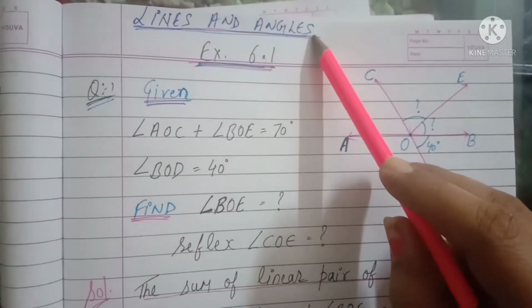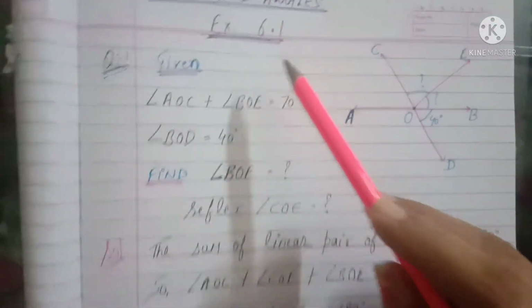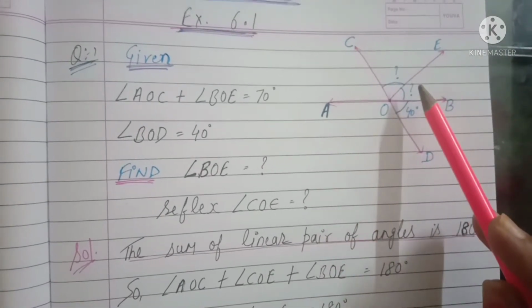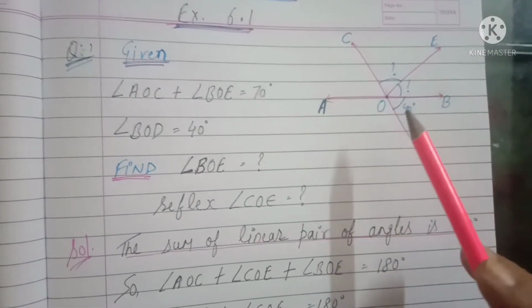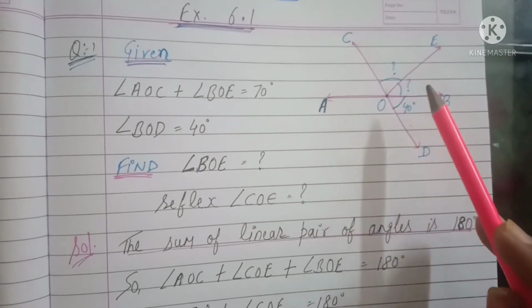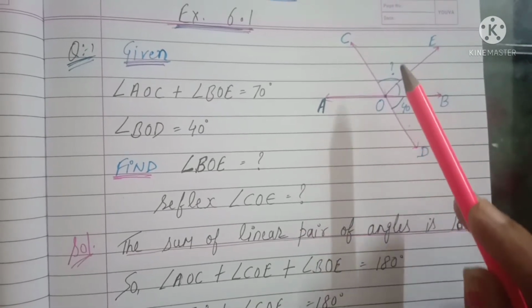Chapter Lines and Angles, exercise 6.1. What is given here is angle AOC plus angle BOE is 70 degrees. Angle BOD is 40 degrees. We have to find angle BOE and reflex angle COE.